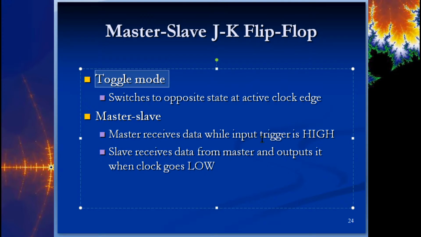So the front SR flip-flop receives the data while the input trigger is high, and the second set are off during that period. Then while the input trigger is low, the master SR flip-flop turns off, the slave turns on, accepts that information, and then outputs it.